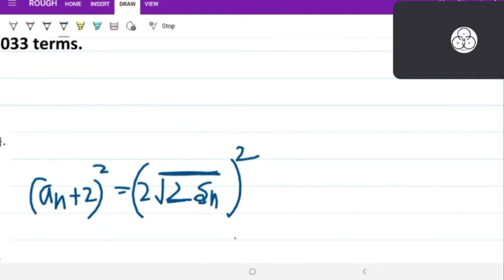So in this way, you will get the expression an plus 4 plus 4 8.